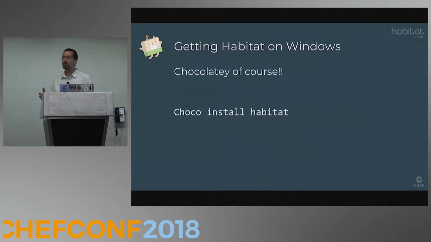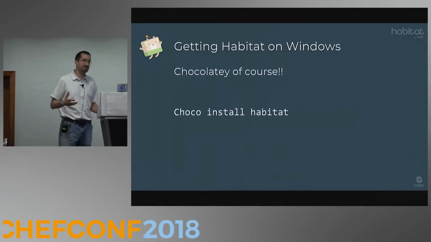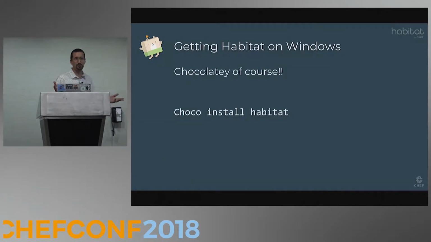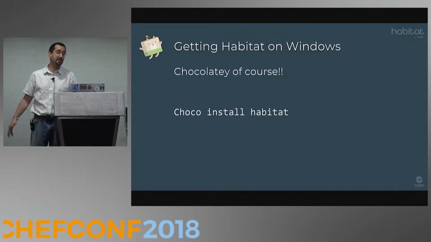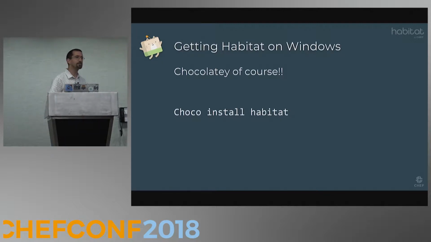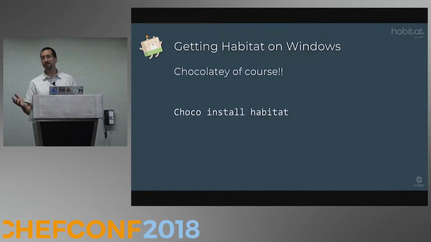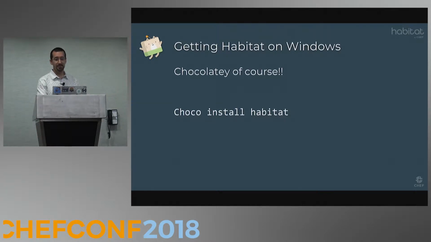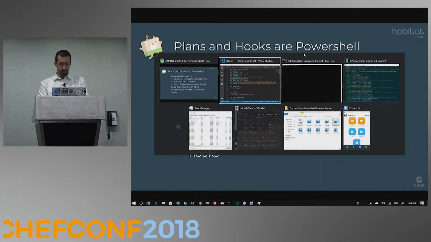The first thing we want to talk about when running Habitat on Windows is how you get Habitat on Windows. You could obviously go to the Habitat website and grab our binaries, but I personally find that the easiest way is to use Chocolatey. As part of our release process, we release all of our distributions to the Chocolatey community feed. So choco install habitat will install the Habitat CLI and everything you need to run a Habitat Supervisor on your local system.